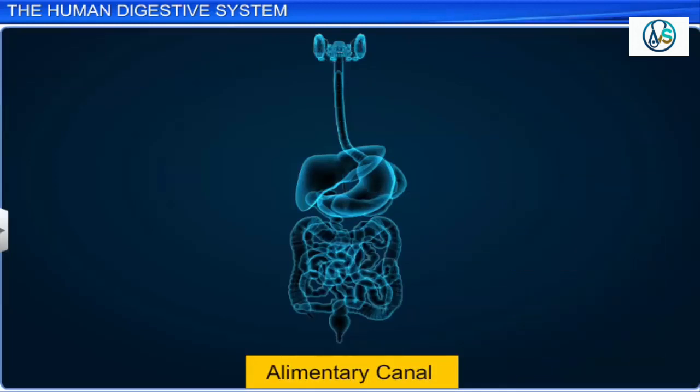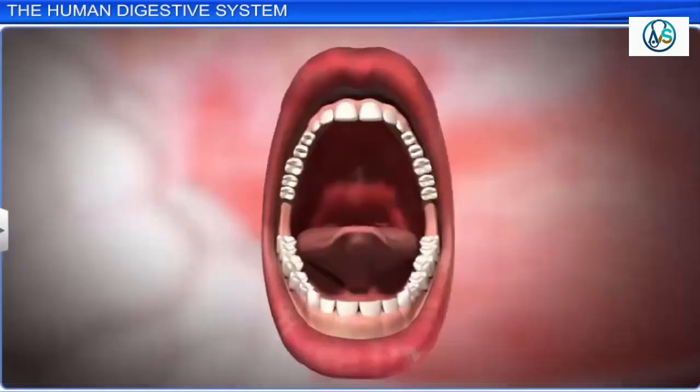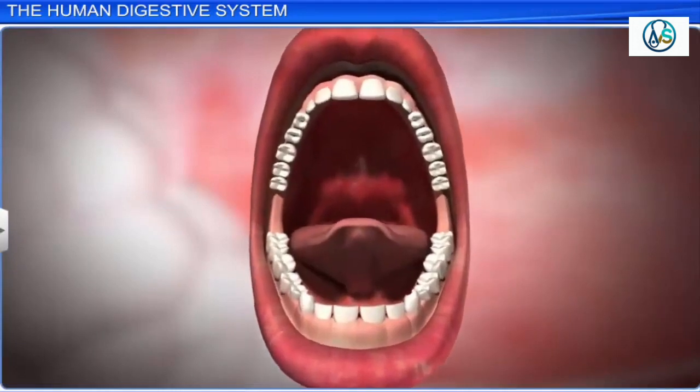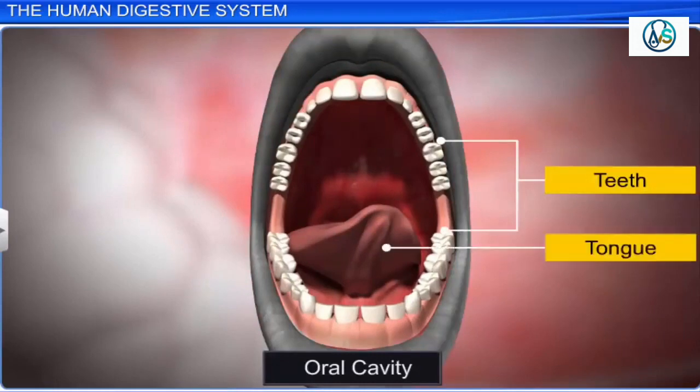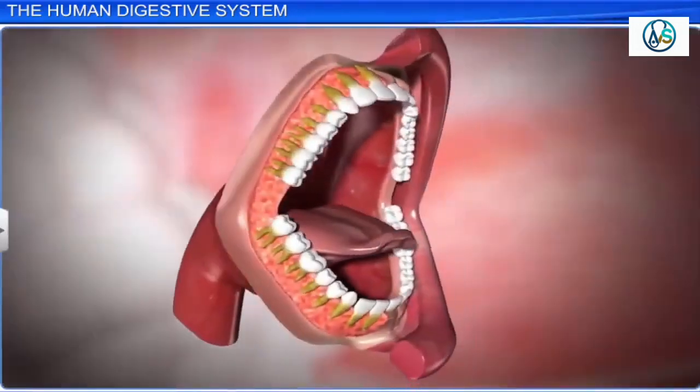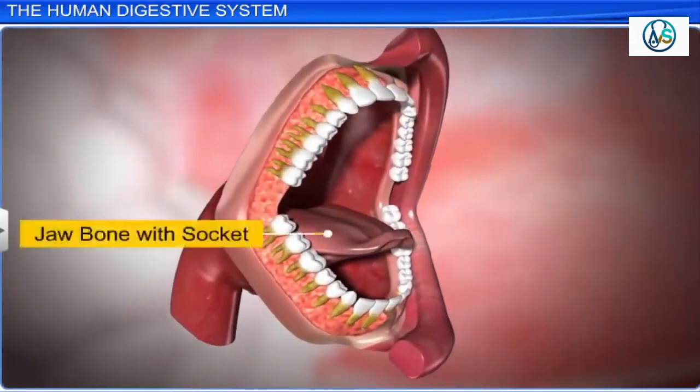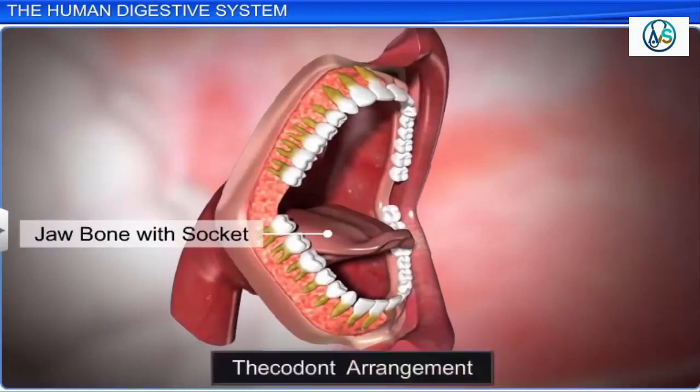If we observe the structure of the alimentary canal, we will see that the mouth, the anterior opening of the alimentary canal, leads to the oral cavity or buccal cavity, which contains the teeth and the tongue. Each tooth in the cavity is embedded in a socket of the jawbone, forming a type of attachment known as a thecodont.